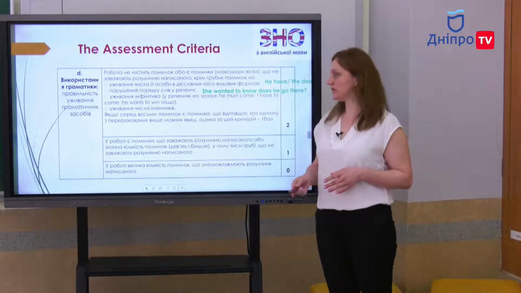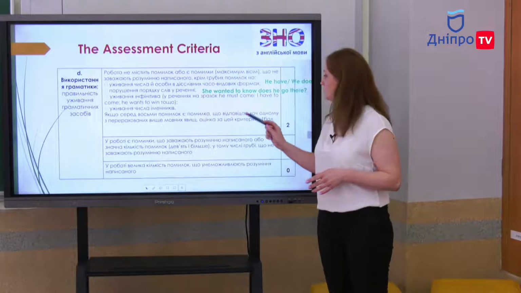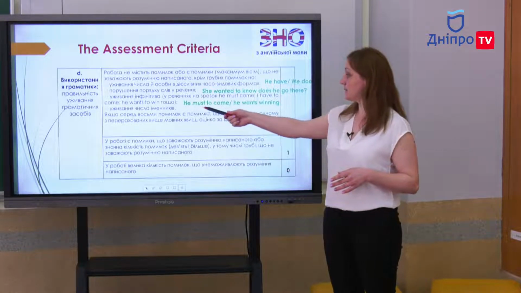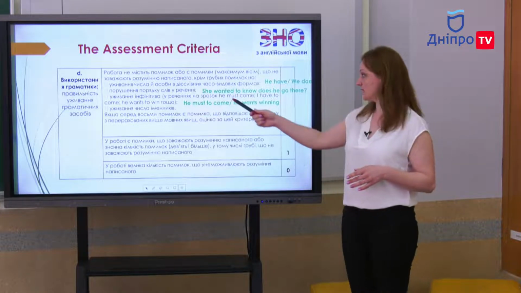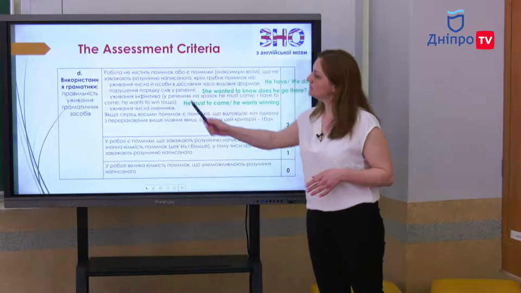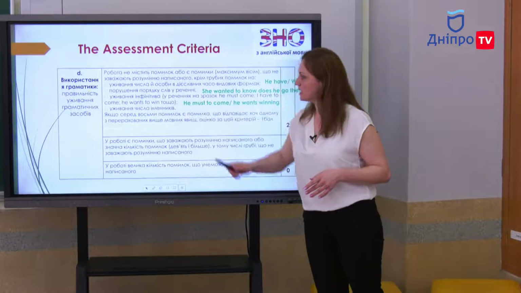Also, the use of infinitive with such words as modal verbs, for example. So we cannot say he must to come because it is correct to say he must come, or he wants winning because after want we use the full infinitive and we need to say he wants to win.